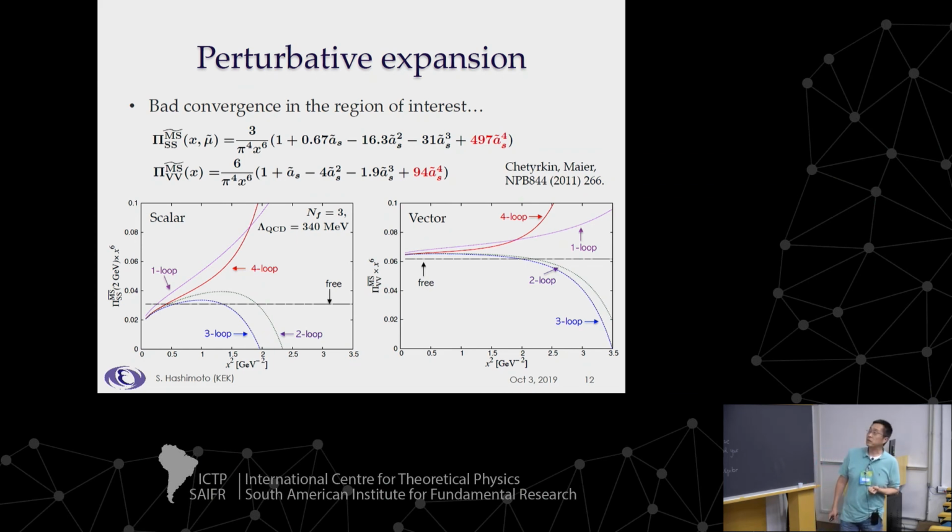So this is the perturbative side. The perturbation theory is calculated to the alpha s to the 4th power by these people.